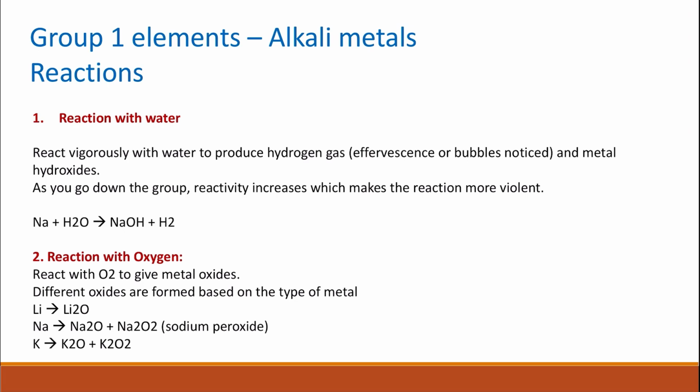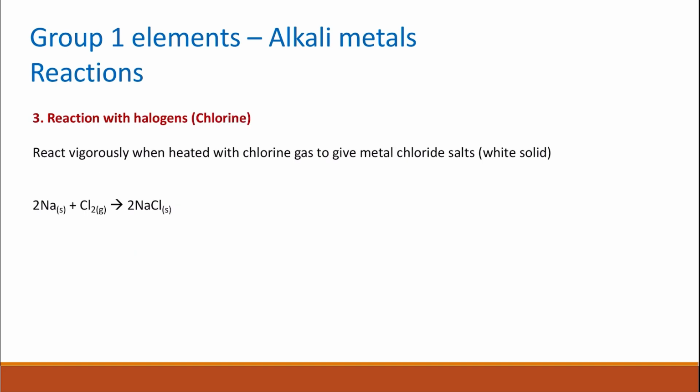They react with oxygen, so this is the second reaction. With oxygen, they will give metal oxide, and the reaction will become more violent as you go down the group because the reactivity increases. The different metals from this group give different types of oxides. For example, lithium will give you lithium oxide, sodium will give you sodium oxide and sodium peroxide. So basically, a mixture of oxides.